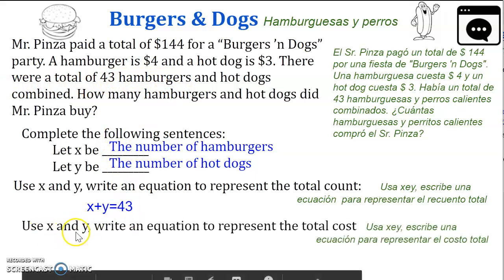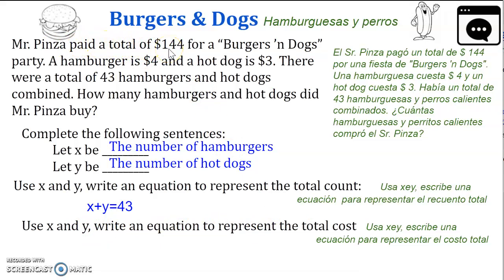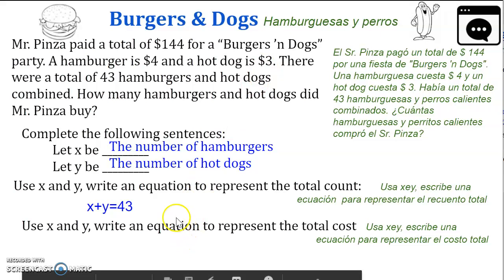Then finally, with the x and y, write an equation to represent the total cost. So what was the total cost? Mr. Pinza paid $144. He knows that the hamburger is $4, but the hot dog is $3. So hamburger and hot dog, they cost differently. So how can I represent that?